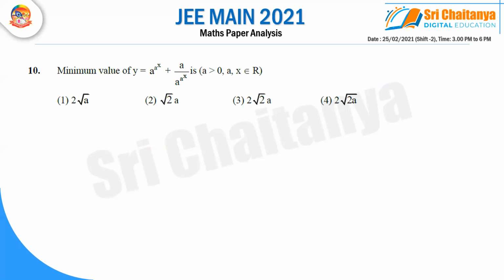Next, they gave a minimum value. So I will be using AM greater than or equal to GM. So what will I get? a power x plus a by a power x is greater than or equal to 2 into root a. So directly I am getting the answer as which option? It is the first option.